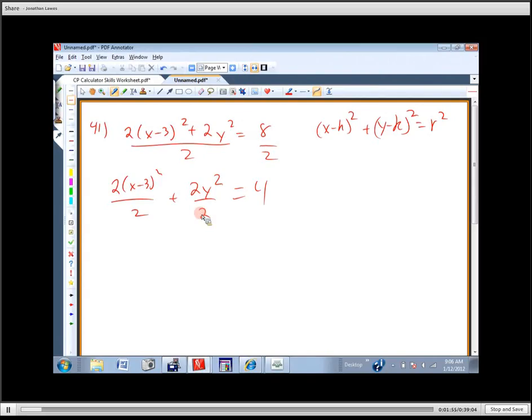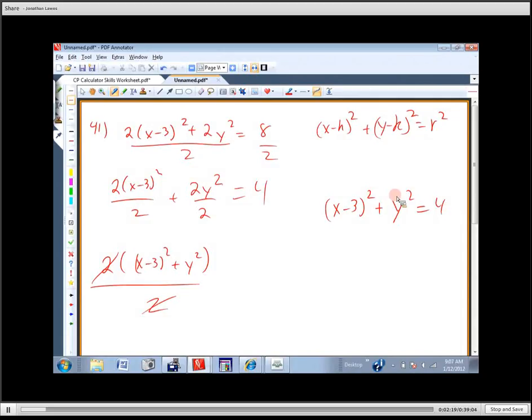The other thing that you could do is you could take a 2 out of each of these. You could write it this way: 2 and then x minus 3 quantity squared plus y squared all over 2, and then you could cancel that. Either way, we're going to end up with this: x minus 3 quantity squared plus y squared equals 4.